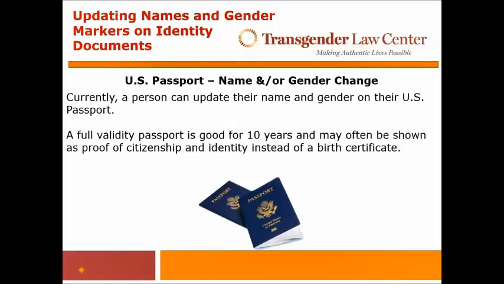Hey y'all, this is Hade. We are now going to be speaking on how to amend your name and gender on U.S. passports. A person is able to get a full regular validity passport for 10 years, and this can be used as proof of citizenship and instead of a birth certificate for folks who encounter problems with not being able to amend their birth certificates in some states.